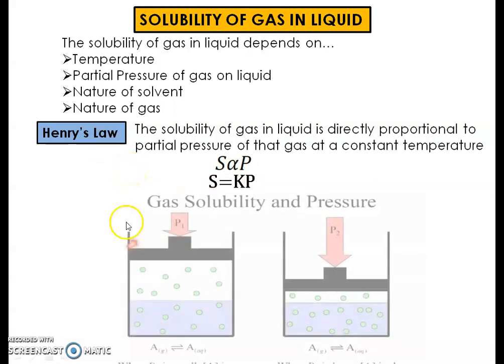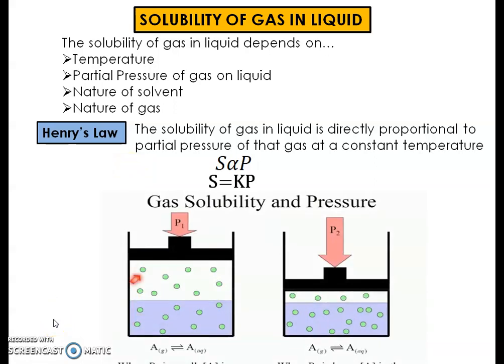We can understand this with this animation. In the first chamber you can see there is a P1 pressure, there is a piston which is applying P1 pressure, and a number of gas molecules are there above the surface of the liquid, and some molecules are dissolved in that particular liquid. But when we increase the pressure, what happens? The molecules which are free in the gas environment get dissolved inside this liquid. So the number of molecules dissolved in this liquid will increase as we increase the pressure.